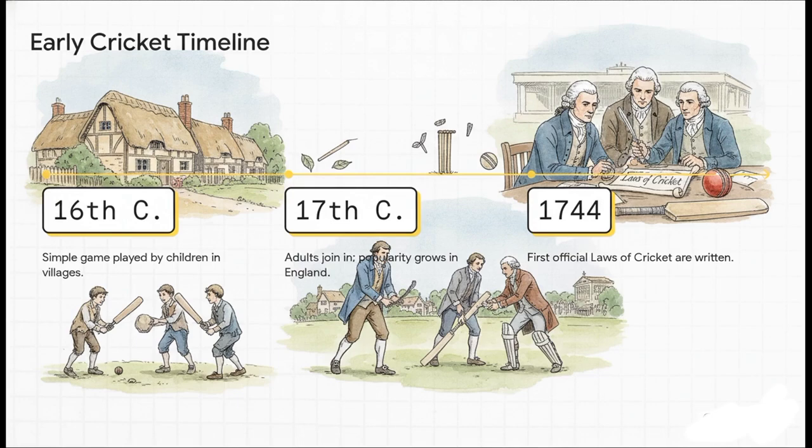The absolutely crucial turning point, however, occurred in 1744. That year, the writing of the first official laws of cricket provided a documented set of rules. This forcefully transformed a simple rural pastime into a strictly regulated institution.